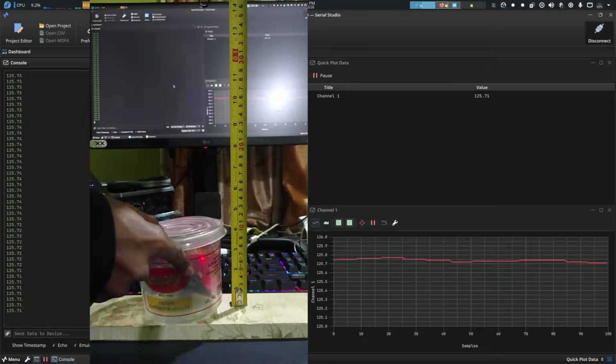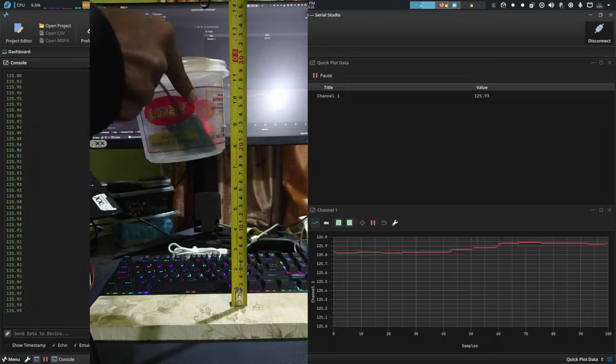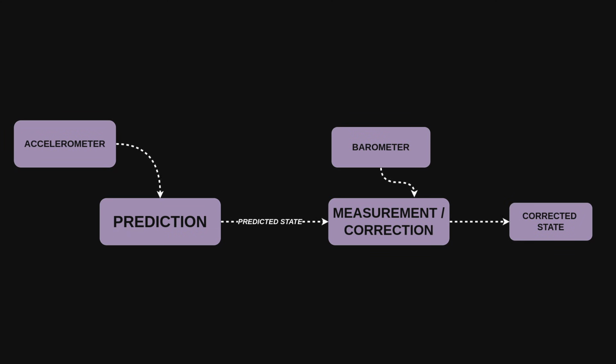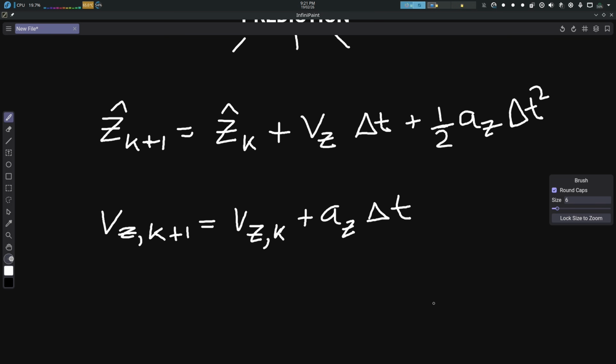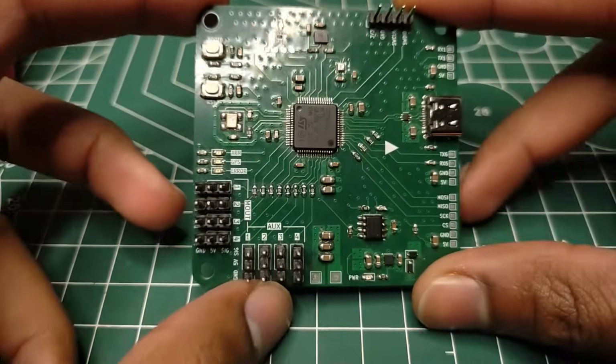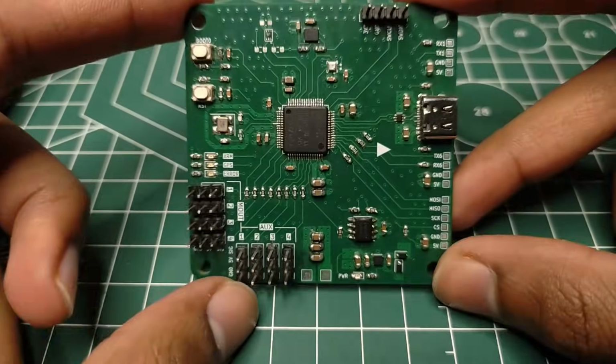Well, this is what we are building today, an extended Kalman filter. We will start by looking at the operation model of a Kalman filter, then we are going to derive the equations and implement them on this flight controller, which I showcased in the first video of this series.